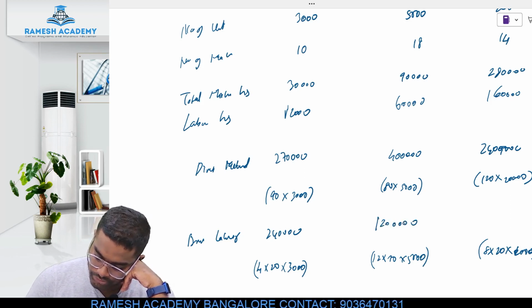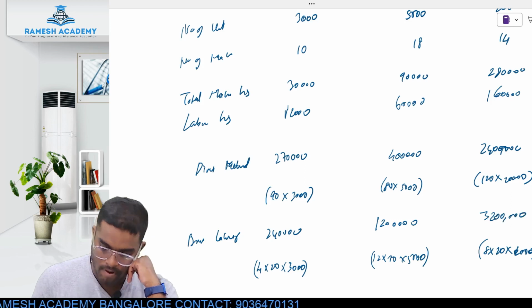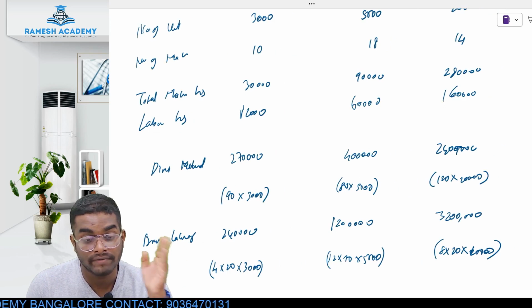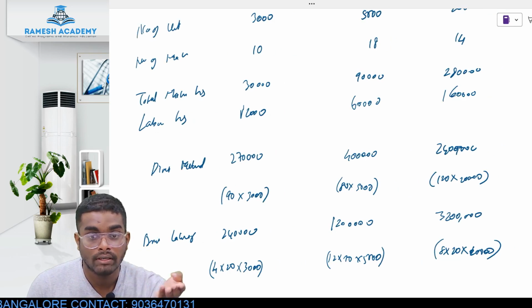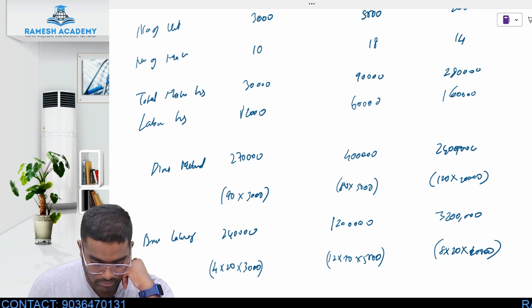Next we have 2 into 20 into 20,000, which is 32 lakhs. Done. Direct material, direct labor done. So labor, it was 20 per hour, but we have different labor hours. For P it is 4, for Q it is 12, and for R it is 8. So simple.